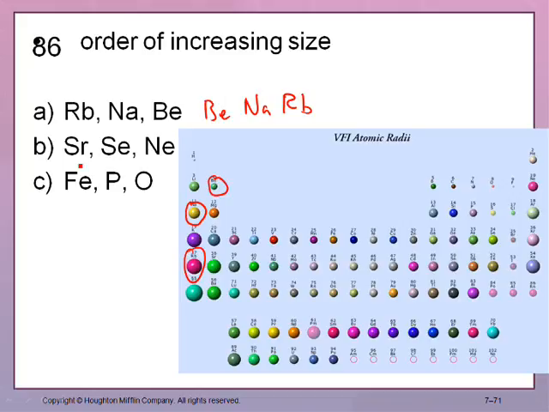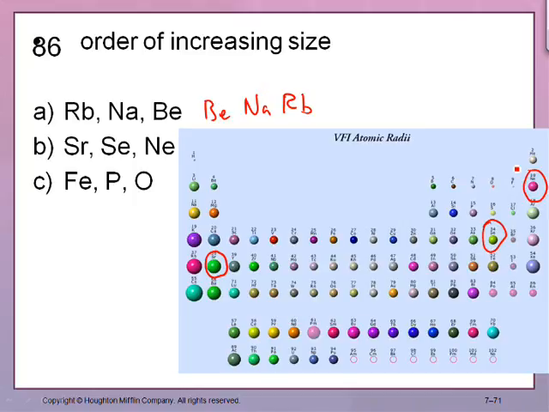Okay, so strontium, selenium, and neon. Strontium is right here. Selenium is over on the other side of our periodic table, atomic number 34, right here. And neon is up here, atomic number 10. Now the difference here between neon and selenium is not quite so obvious.